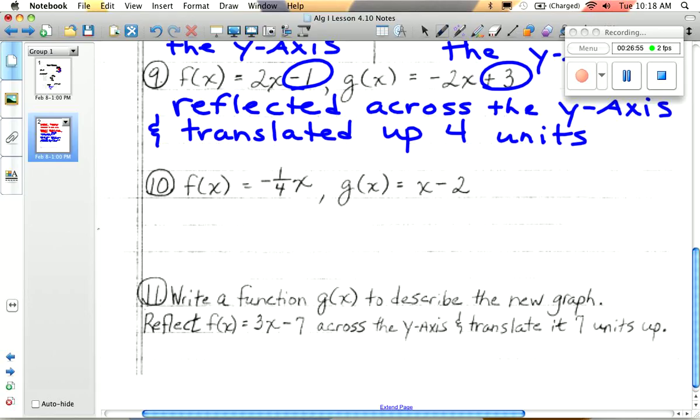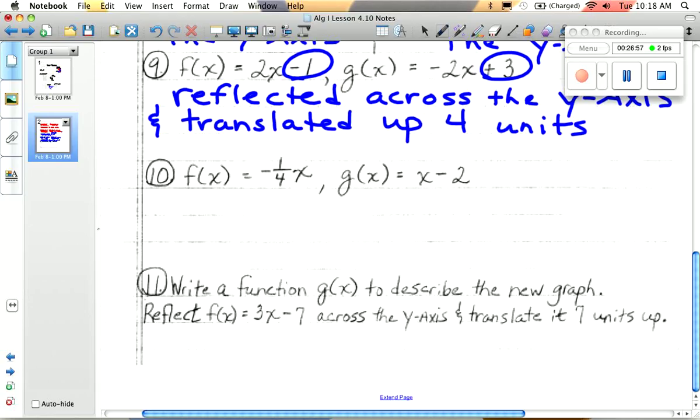Okay? But then when we get to number 10, look at number 10. F of x equals negative 1/4 x, and g of x equals x minus 2. Boy, there's all kinds of differences here, aren't there? So look at their slopes. First thing you ask yourself, are their slopes opposites? In other words, negative 1/4, the opposite of that is positive 1/4, and that's not what it is in the other one. Okay, so we can't talk about a reflection. Well, actually, we can. We have to talk about a reflection because of that negative sign.